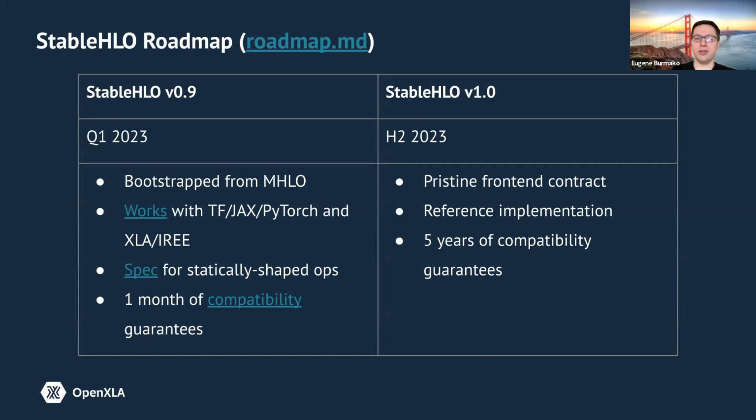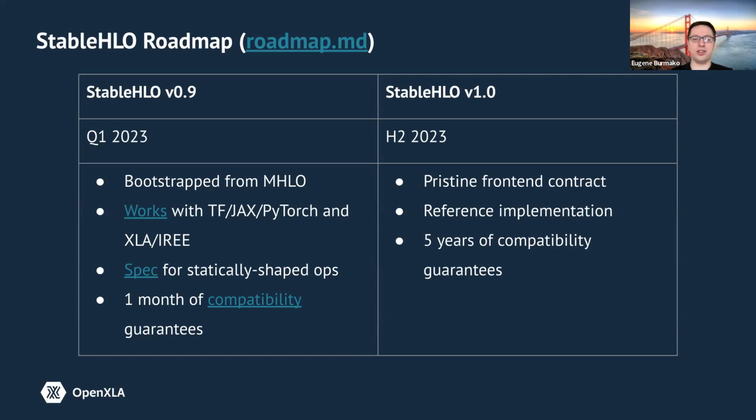In 2023, we envision two major releases. 0.9 is planned to happen very soon, within a few weeks. And it will be the initial release to include the key functionality of StableHLO, comprehensive spec and compatibility guarantees. The current version of the spec covers 94 statically shaped ops. As discussed today, quantization is not covered yet. And the StableHLO dialect works with TF, JAX, PyTorch, as well as XLA and IREE.